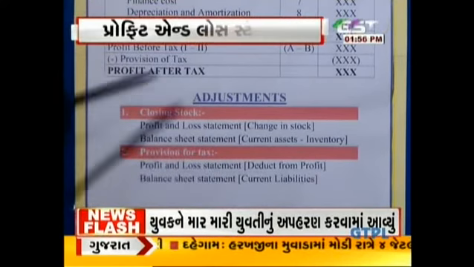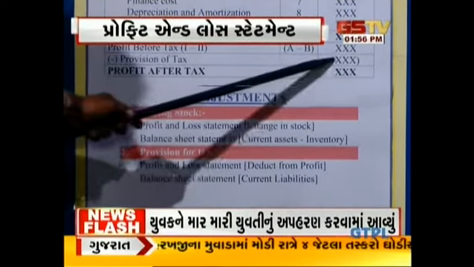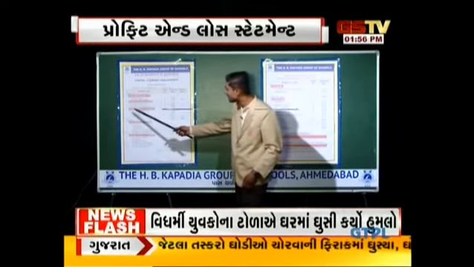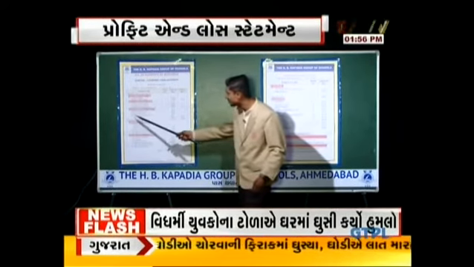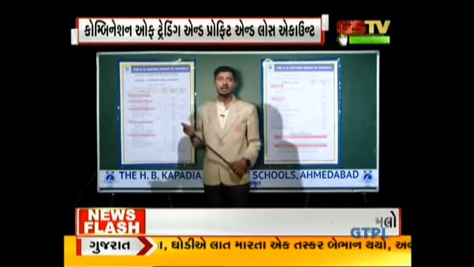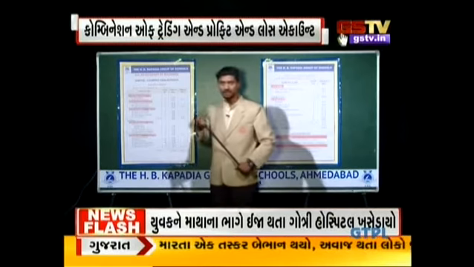First entry, as you can see, deduct from profit. Second entry, balance sheet liability side, current liabilities as short-term provisions. So I hope now you have a clear-cut idea regarding this chapter.